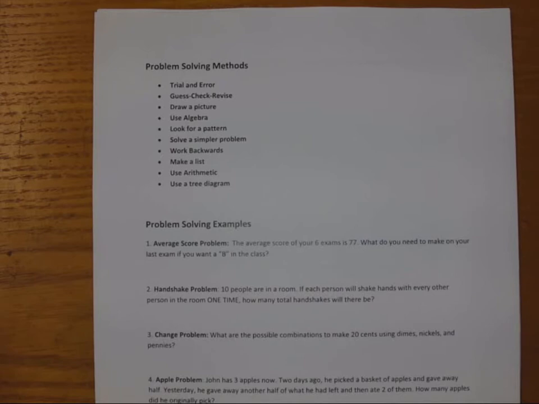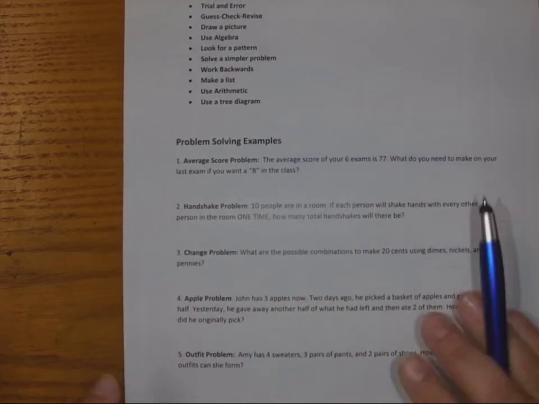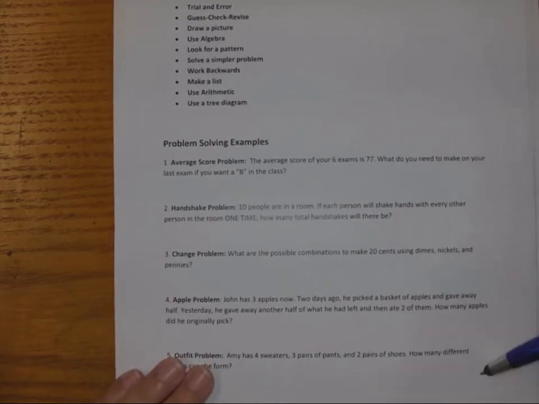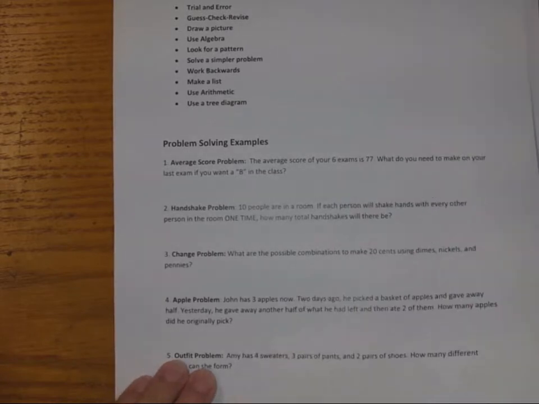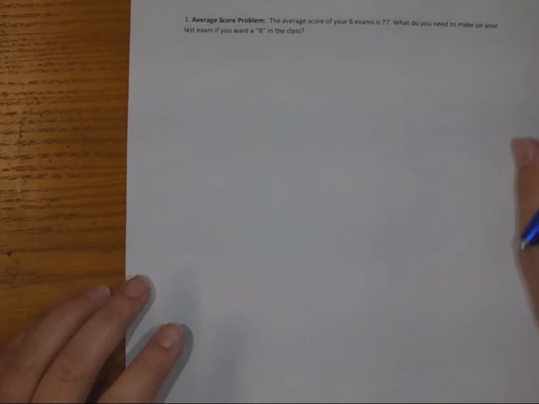So I have 5 problems here that we're going to use these new methods with, and I will attach this handout, if you would like to have this copy. You can print it off and use this for your notes. So you might want to pause and go print this off if you would like to, or you can just write it or refer back to it. It doesn't matter. So the first problem is the average score problem.